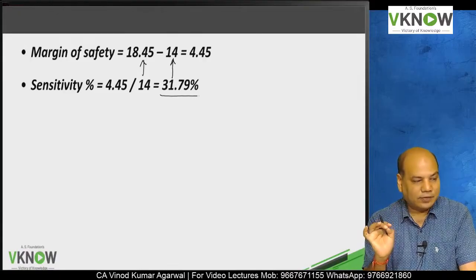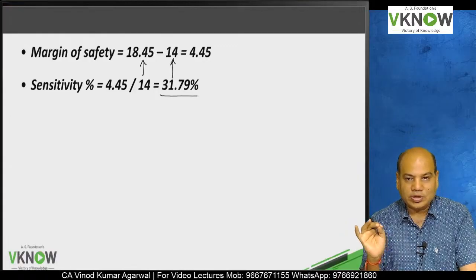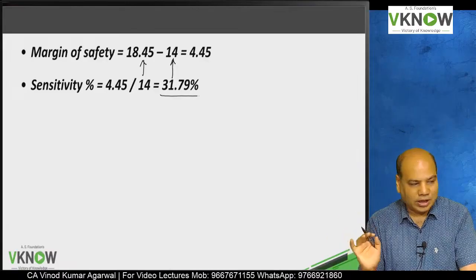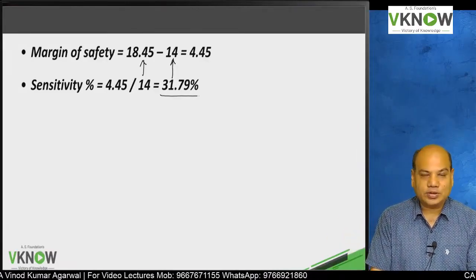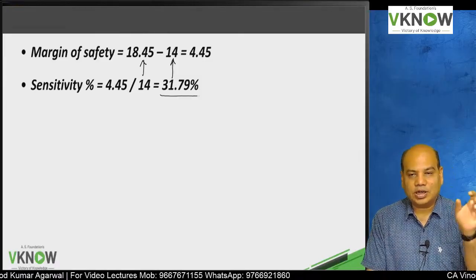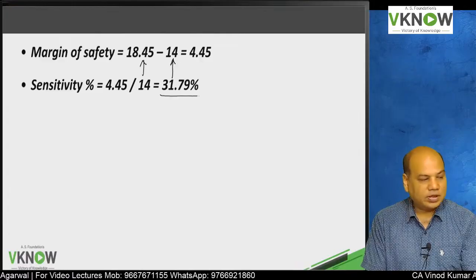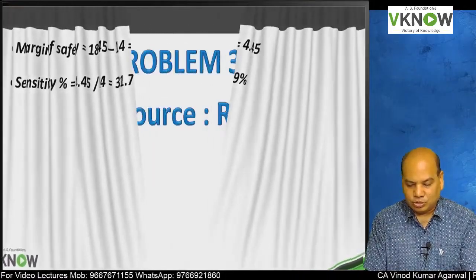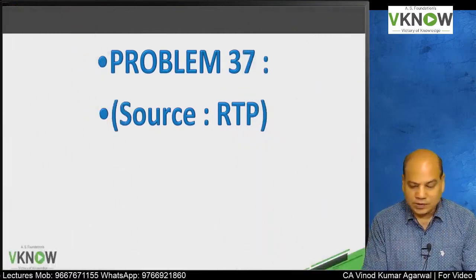Whenever they ask life of the project, discounted payback period. Whenever they ask cost of capital or discount rate, you will compute IRR. Whenever they ask cost of the project, initial investment, NPV divided by initial investment. NPV is my margin of safety and hence NPV can be used wherever required for computing sensitivity percentage.